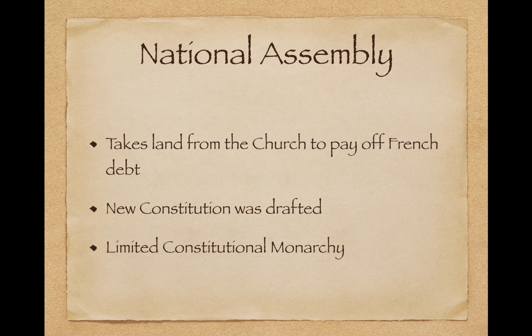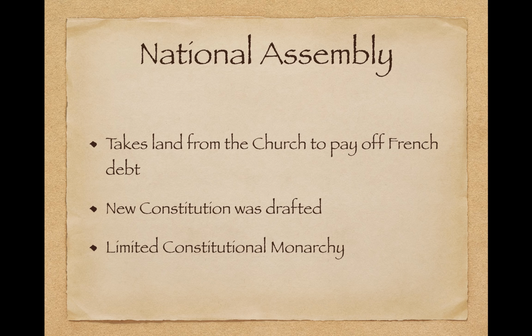So once again, continuing with this National Assembly, this first government under the French Revolution, they do a couple important things. Remember, France is still in debt. That doesn't go away just because there's a new government. So the National Assembly decides to take all of the land away from the church. And remember, the church owns about 10% of the land in France, which is a lot. And they actually sell that land. And the money that they get from the land that they sell, they start to pay off the debt in France.